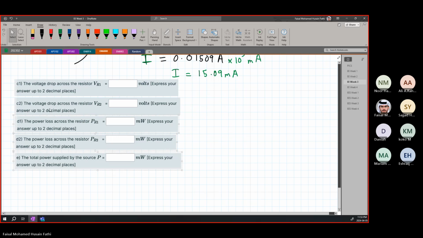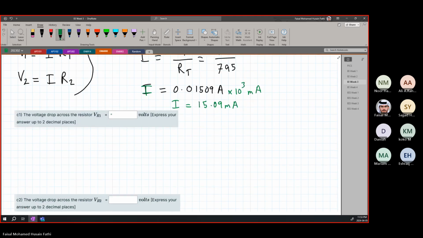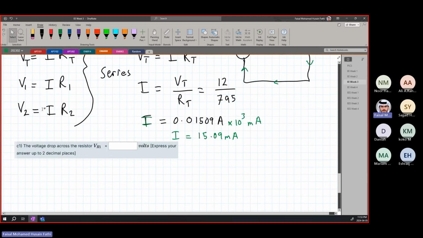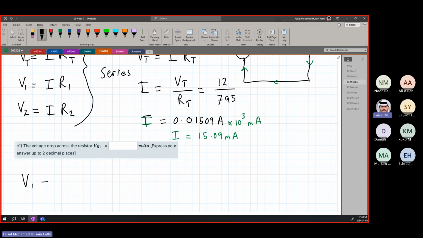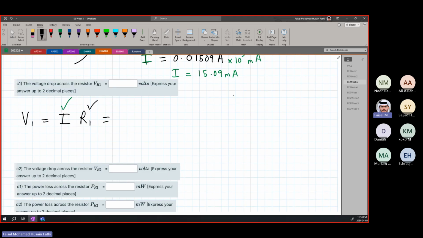Now, it is asking for the voltage drop across the resistor VR1 in volts. Okay? Again, you will use the exact same equations that we used up here. Now we have I. So V1 is equal to I times R1. I we found, and R1, we already have the resistance, it's given. So we simply just substitute here.